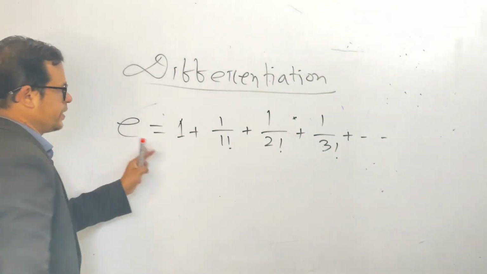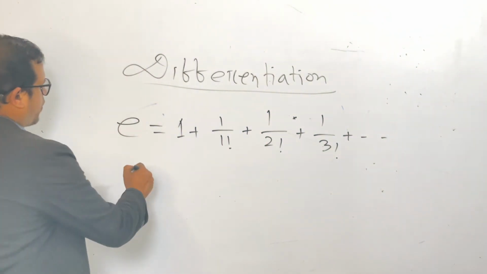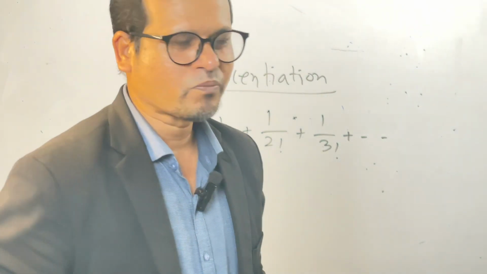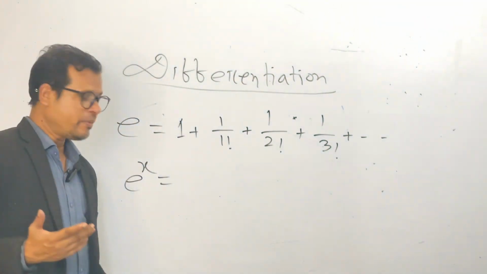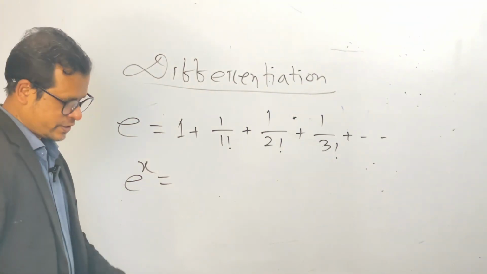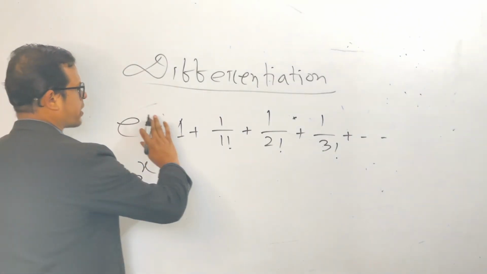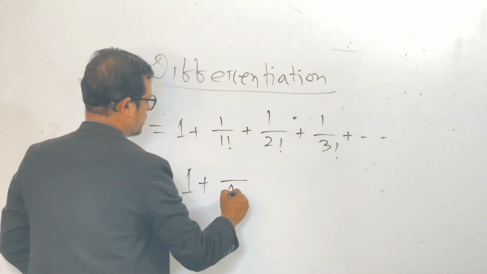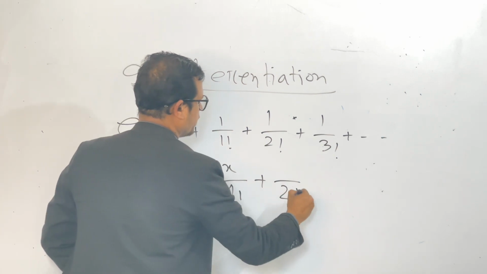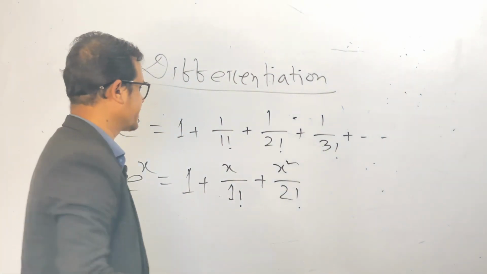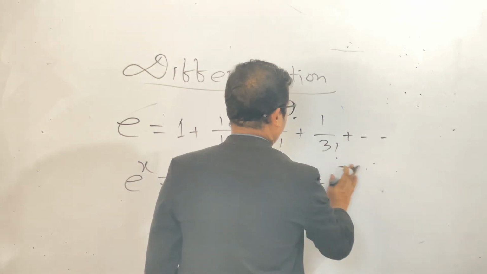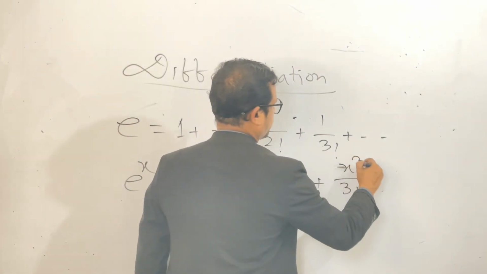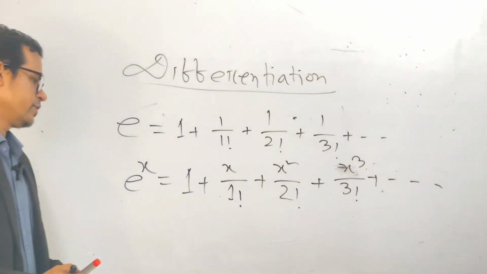Now we have to say what e to the power x is. What is the series of e to the power x? Would you be able to tell me? It's very simple, all are the same: 1 plus x over 1 factorial plus x squared over 2 factorial plus x cubed over 3 factorial plus dot dot dot. So this series will go on.